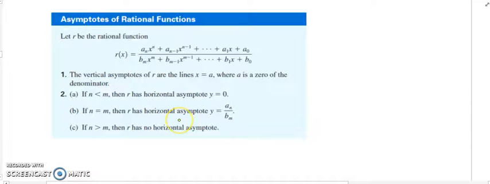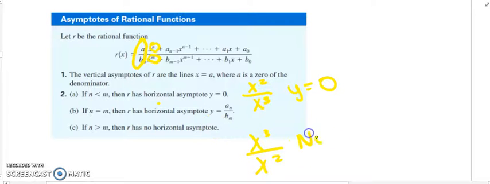Here are your horizontal asymptotes. For vertical, it's where the zero of the denominator is, like we said up there. For horizontal, you take the fraction of the leading terms, x to the n over x to the m. If the power n is less than m, like x squared over x cubed, with the bigger one on the bottom, its asymptote is at y equals 0. But if it's like x cubed over x squared, with the bigger on top, then it doesn't have one.